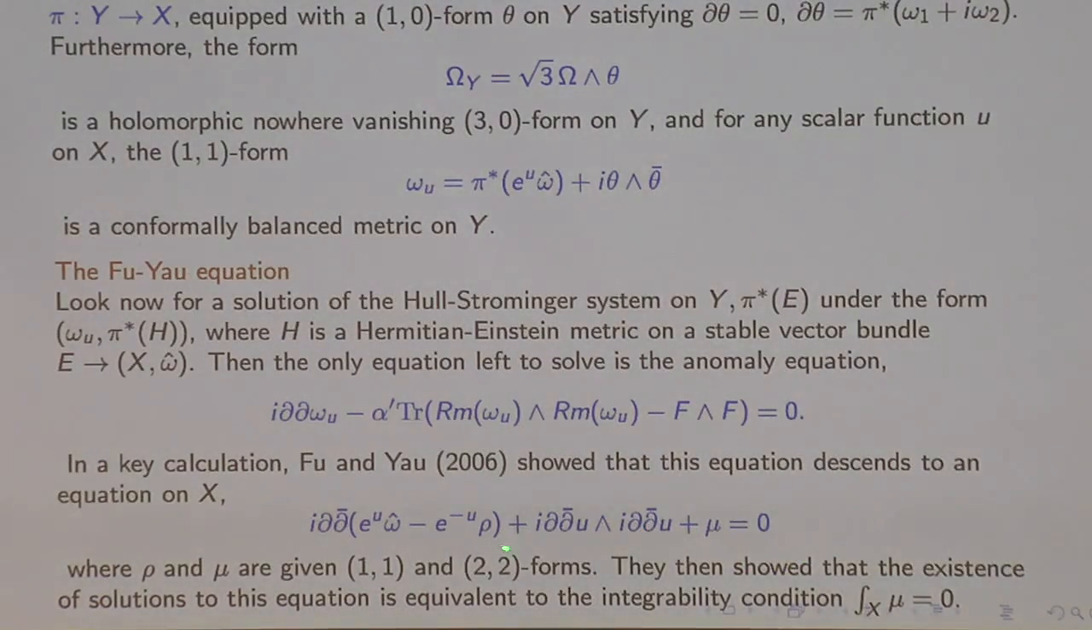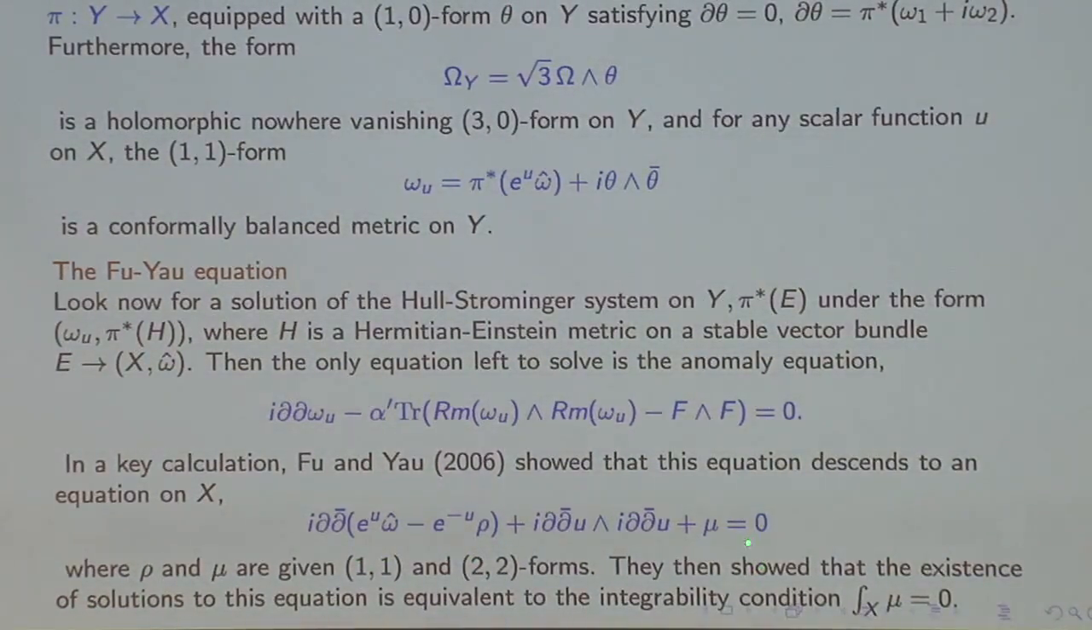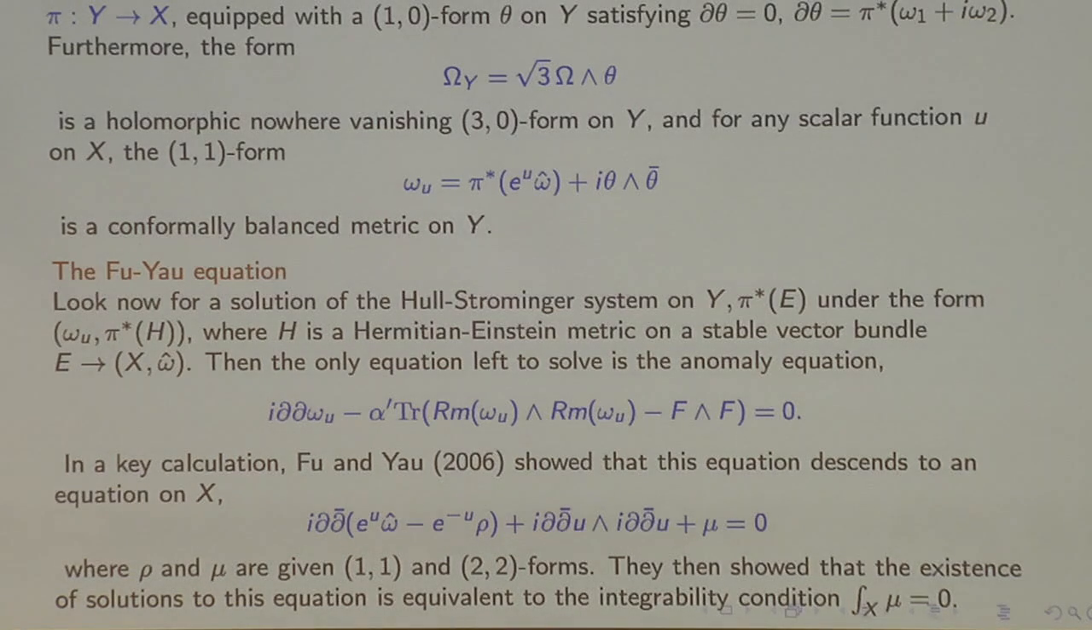And so these are more complicated objects, mu and rho, 1-1 forms and 2-2 forms that can be constructed out of all this data. But the key thing is that it descends the equation on the base, and this is the kind of moment map equation which I mentioned earlier, and this is the one that Fu and Yau solved and showed that the existence of solutions is equivalent to the integrability condition.